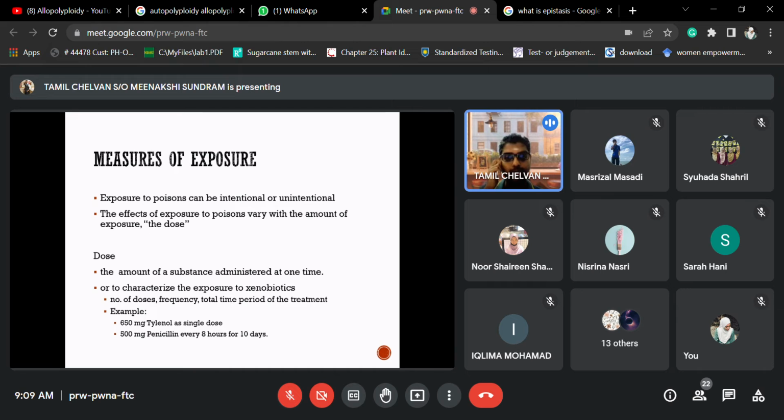This is the issue when you use traditional herbs or traditional medicines. Sometimes the traditional medicine practitioner doesn't know about dosage. Sometimes it's too much for your body.